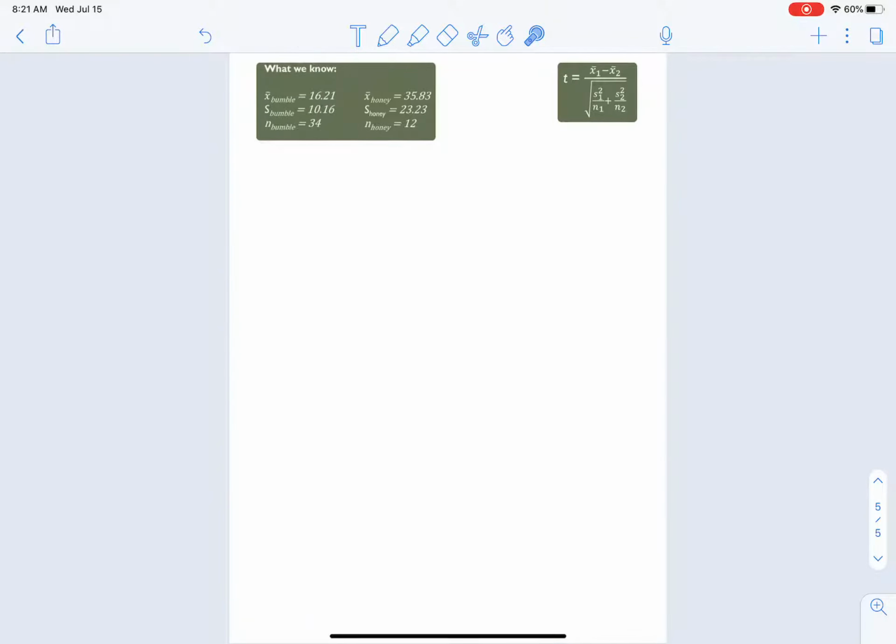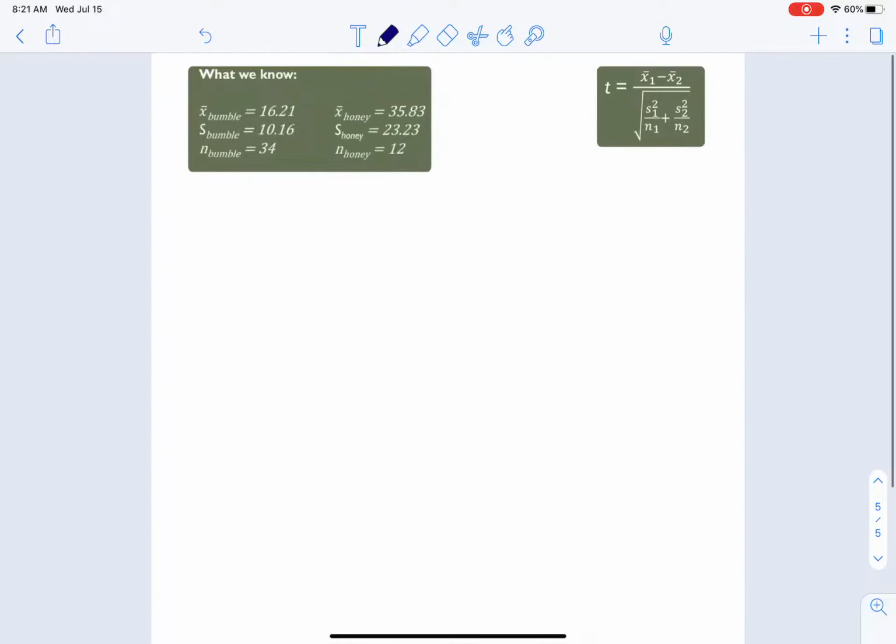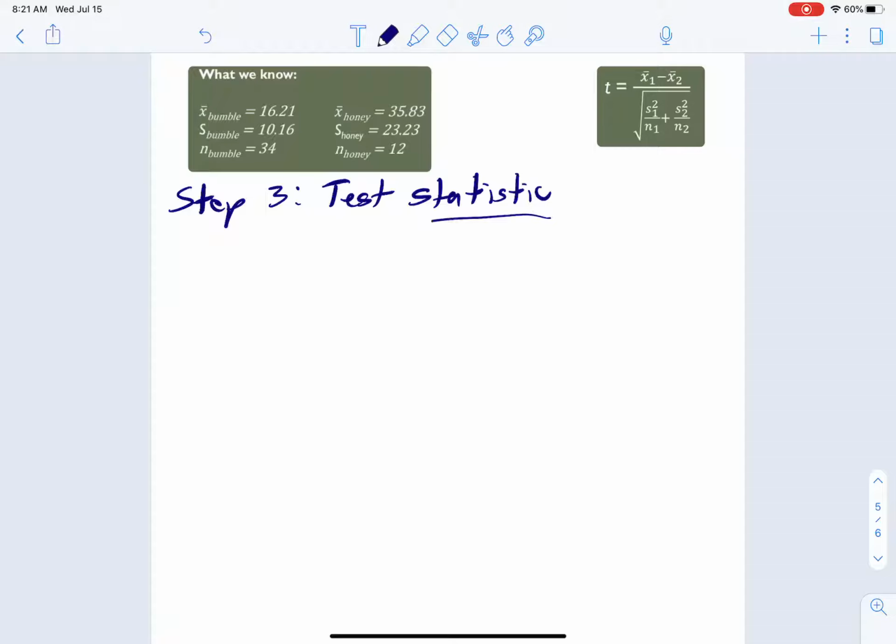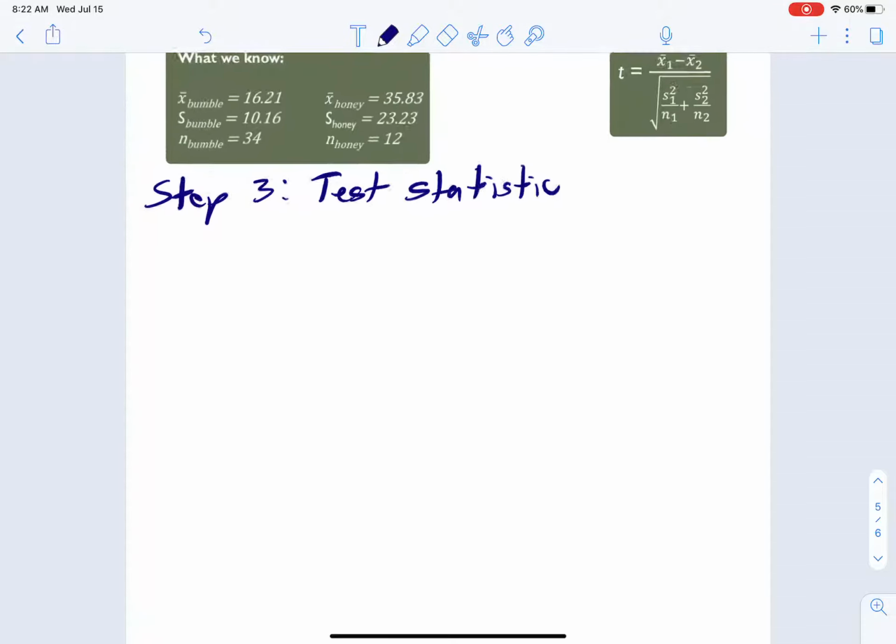Step 3, we've got to find this test statistic, right? Test statistic. Oh my god, I almost did it again. I am an idiot. Okay, I promise I know how to write. I speak English, more or less.